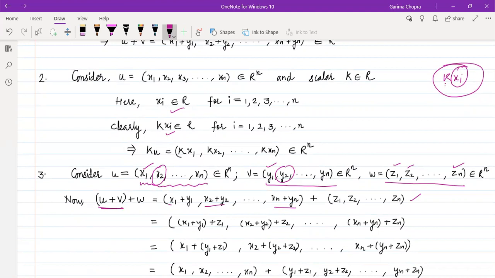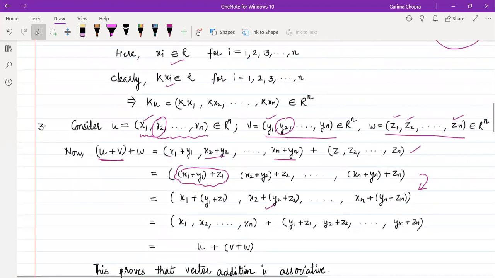Now, when we are moving from this to this step, we are using here the result that the sum of real numbers satisfies the associative law. And by that, we are writing this thing in this form. This is by the associative property, which we have for the addition of real numbers. And we have used it at this one also and for this one also. And in this way, we are able to prove that the vector addition is associative in nature.